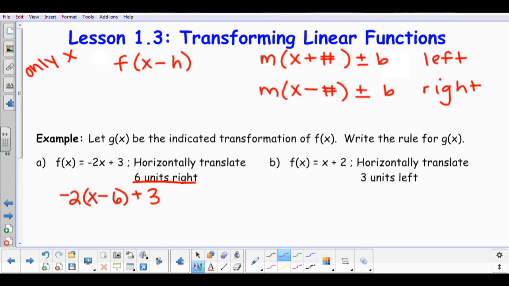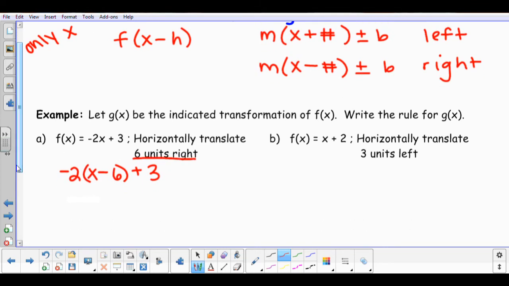So here I have a plus 3, so I'm going to add my 3 at the end. Now I need to simplify this, so I'll distribute the negative 2 to the x and the negative 6 only. So it'll give me a negative 2x plus 12, and I still have my plus 3. So then to get my new g of x function, I'm just going to combine my like terms. So it'll be negative 2x plus 15.